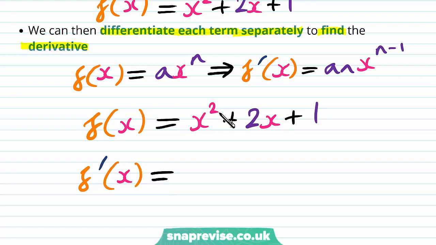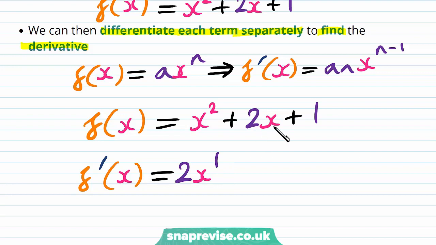Starting with x squared, we have our a is 1, our constant out the front, and we have our x to the power of 2, so n is 2. So our derivative is an, which is 1 times 2, which is 2 for our constant. And then we have x to the power of n minus 1, which is x to the power of 2 minus 1, which is x to the power of 1.